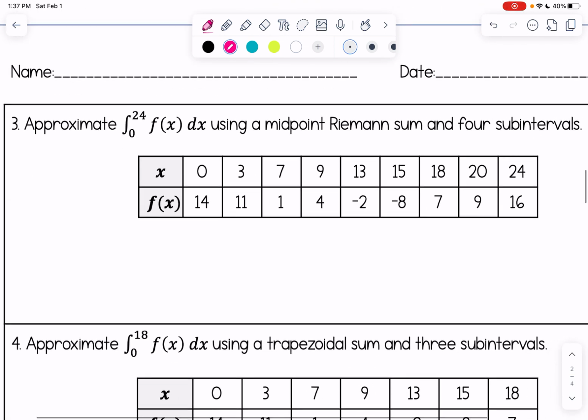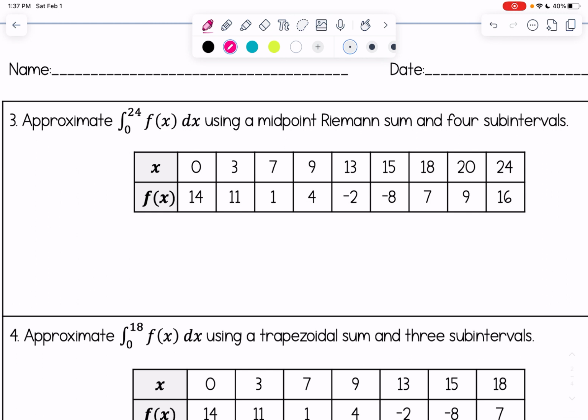Number 3, we're going to approximate from 0 to 24 this time using a midpoint Riemann sum and 4 subintervals. So I'm going to break my domain up into 4 subintervals. For each one, I'm going to be picking the middle y value. So if I look at from 0 to 7, the y value in the middle is at 11. If I look from the interval 7 to 13, 4 is in the middle. For the next set, -8, and the last set, 9.